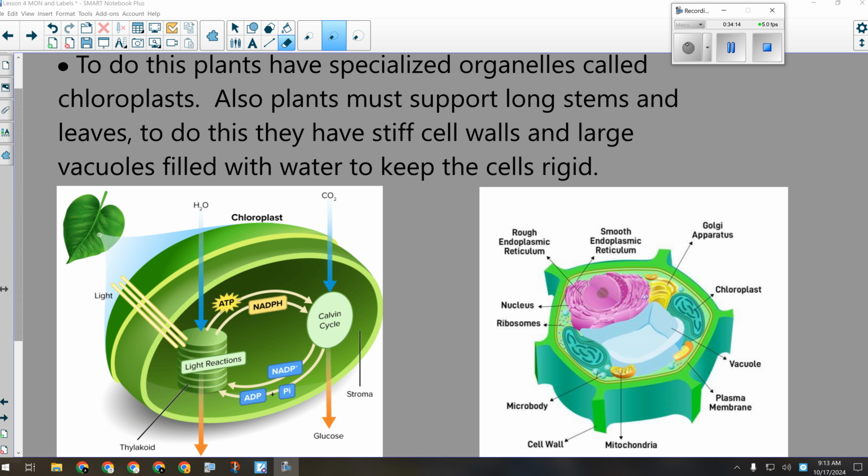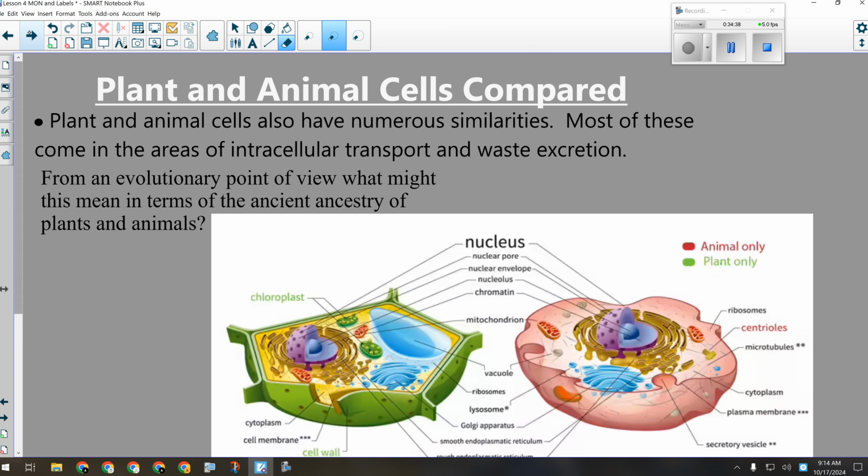So the plant's cell wall and water vacuole, the two things the animal cell does not have, are necessary to help it effectively carry out photosynthesis. So chloroplasts, water vacuoles, cell walls, those are the three structures that are really unique to plants that help it with its mode of nutrition. Why plants and animals look different.